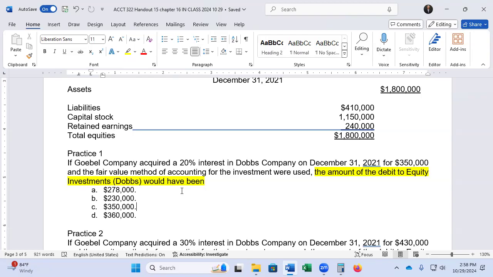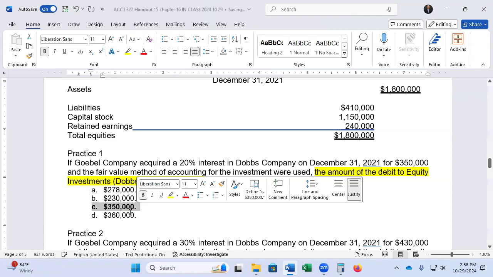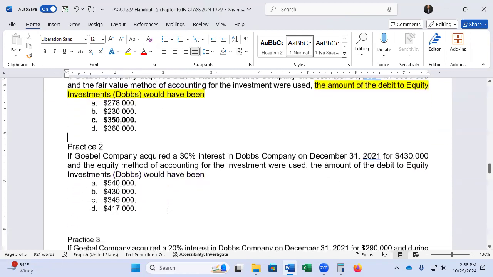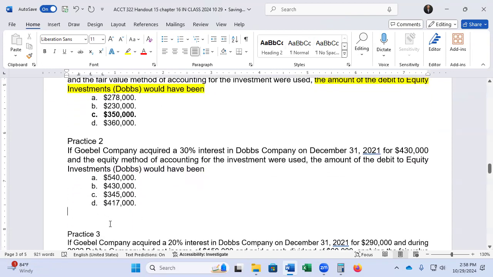So this one's relatively straightforward, I hope. All you're saying is, what did we pay for it? And so we spent 350,000. So our entry: debit to equity investments, 350,000, credit to cash, 350,000. Okay, you guys try number 2.